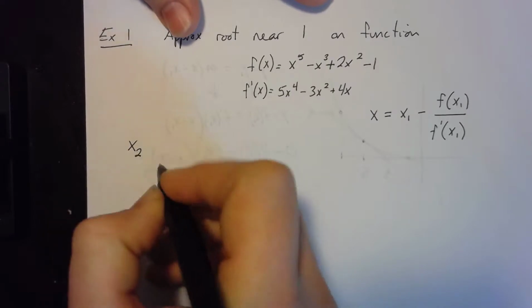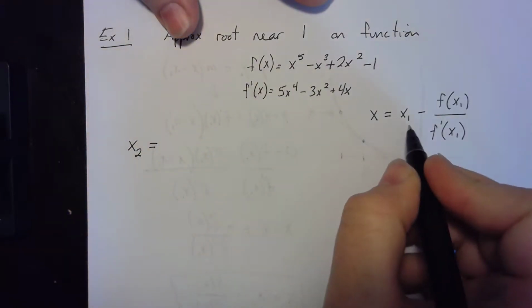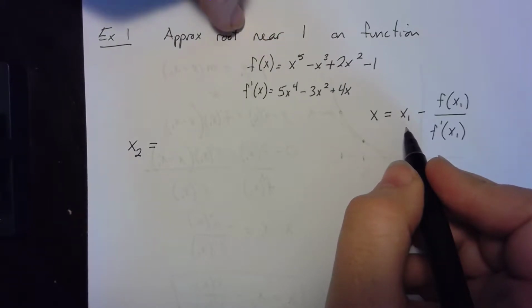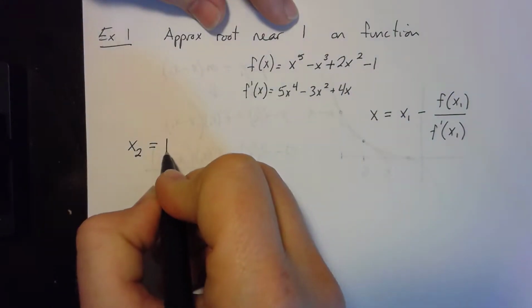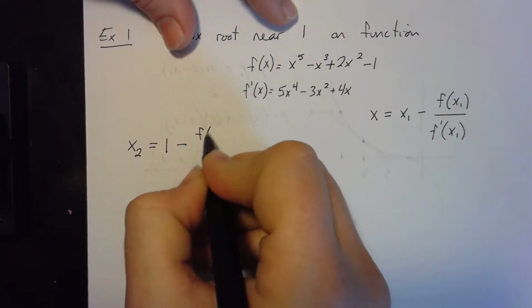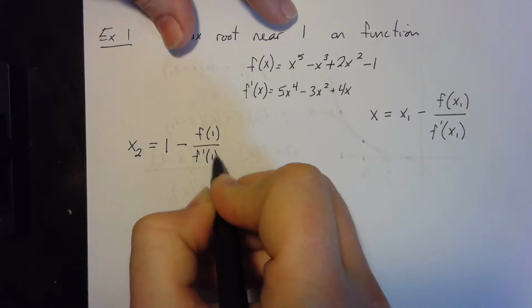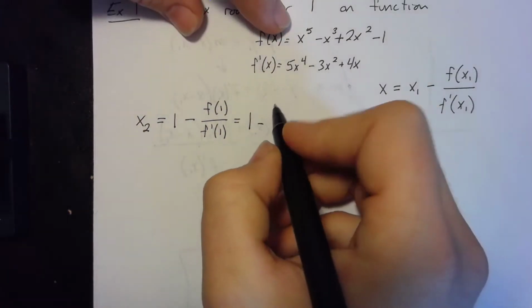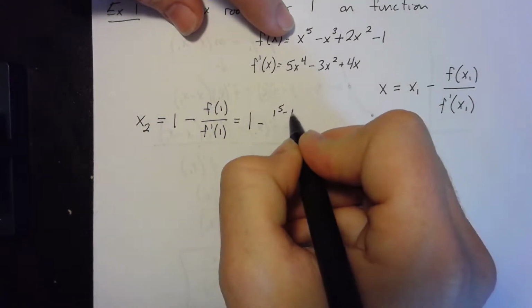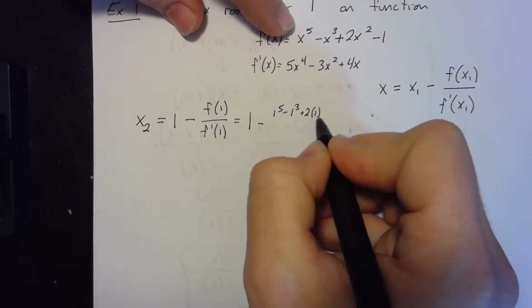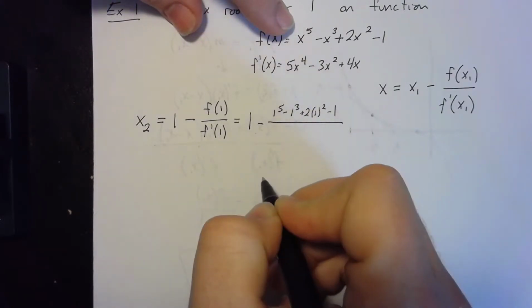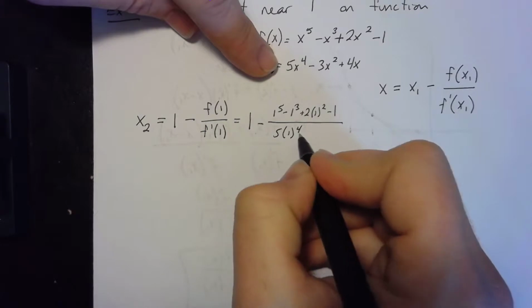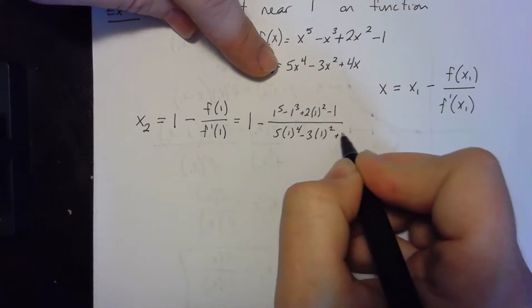So x2 is going to be equal to x1, which is the value of 1. That's the one we're going to utilize to start this approximation because that's what we're close to. So I'm going to plug in 1 for x1 minus f of 1 divided by f prime of 1. That's the formula for x sub 2. This is going to provide me with 1 minus, simply plugging in the values, 1 to the 5th minus 1 to the 3rd plus 2 times 1 to the 2nd minus 1, all divided by plugging 1 into the derivative function in the bottom. So that's 5 times 1 to the 4th, minus 3 times 1 squared, plus 4 times 1.